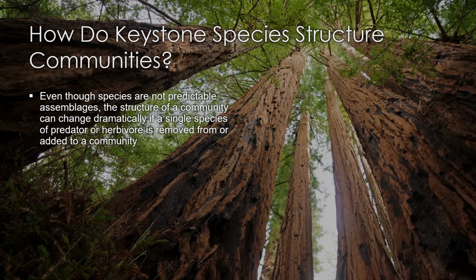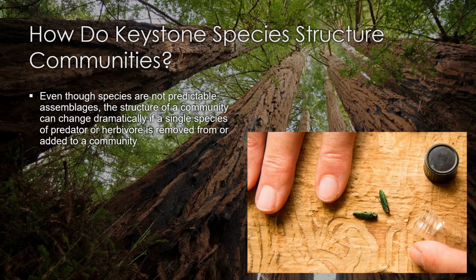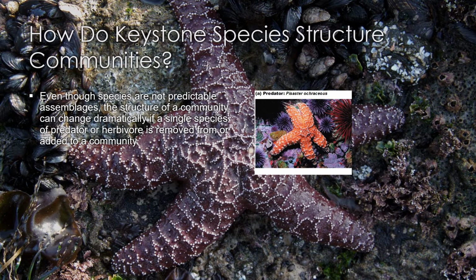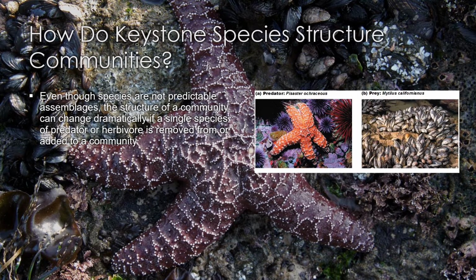The presence of certain consumers can also have an enormous impact on the species present. The structure of an entire community can change dramatically if a single species of predator or herbivore is added or removed from a community. Let's consider an experiment that Robert Paine conducted in intertidal habitats of the Pacific Northwest of North America. In this environment, the sea star Pisaster ocraceus is an important predator. Its preferred food is the California mussel, Mytilus californianus.